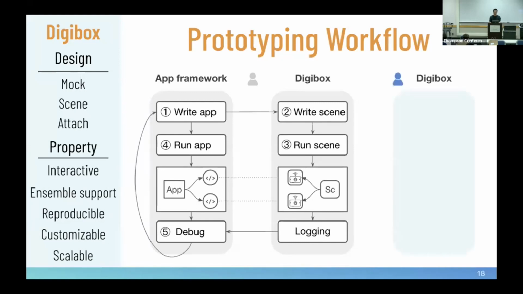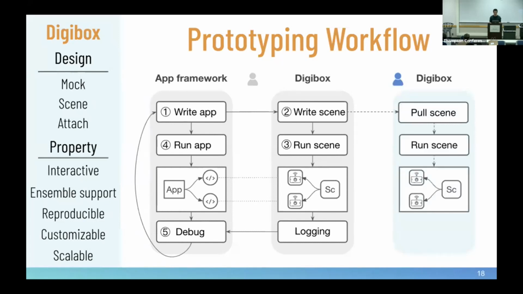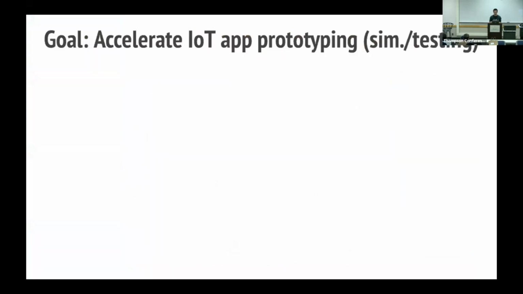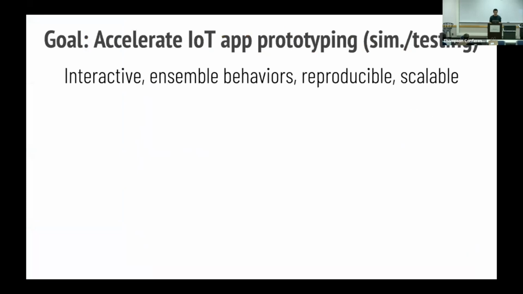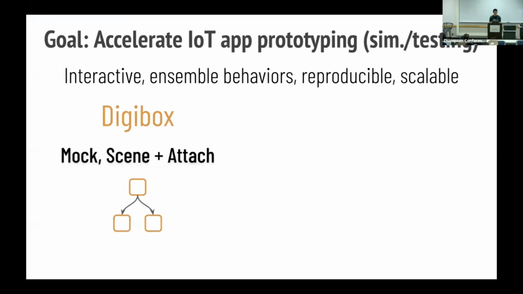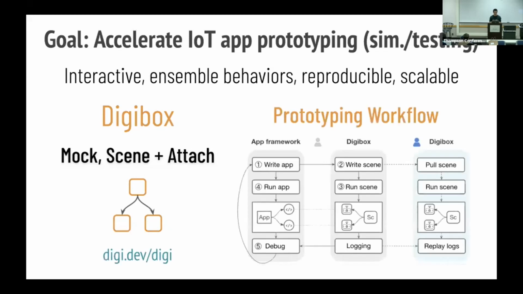In the meantime, other developers may use their Digibox to also download and reuse these scenes, run the scenes to test their application, or use the log to reproduce each other's experiment results. So in conclusion, our goal is to accelerate IoT application prototyping to allow interactive and reproducible simulations, capturing both individual and ensemble behaviors. And to achieve this, we propose Digibox with these 3 abstractions to support scene-centric simulation, as well as an end-to-end application workflow that uses this.